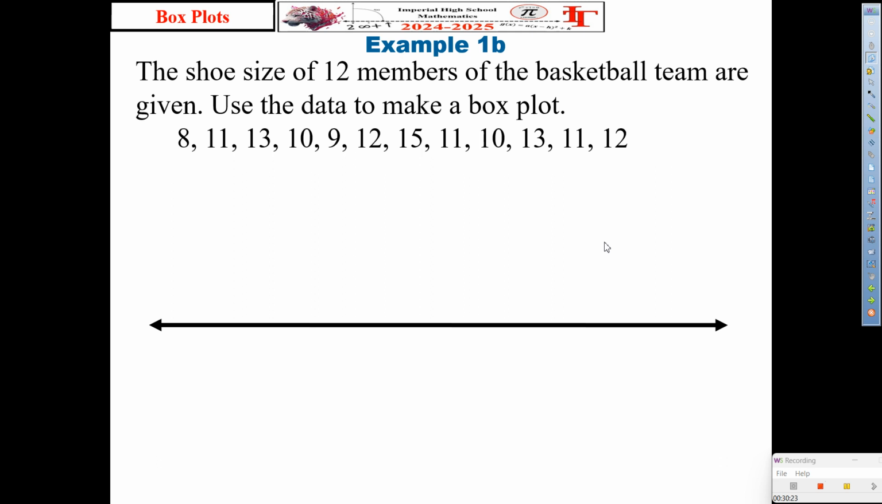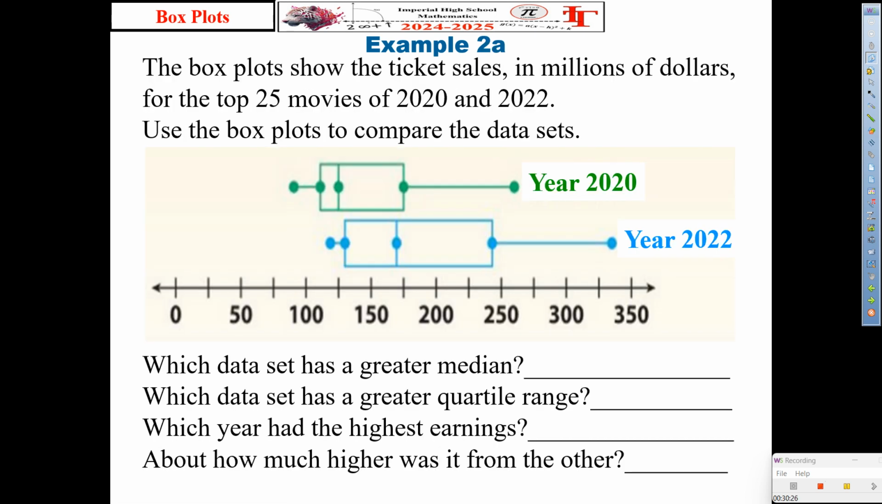Last but not least, according to the objective, we were to compare data. Look up. It reads, the box plot shown the ticket sales in millions of dollars for movies, top 25 movies of 2020 and 2022. There's the data. First question, which data set has a greater median? Talk it with your neighbor. You don't have to write it down, just talk it with your neighbor. Which one has the greatest median? Just want to make sure that I see that you see.